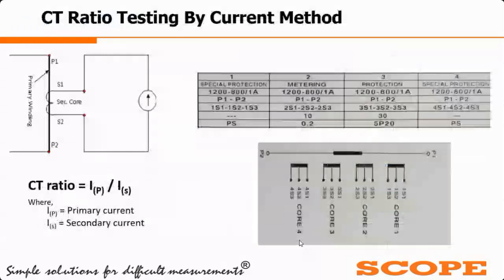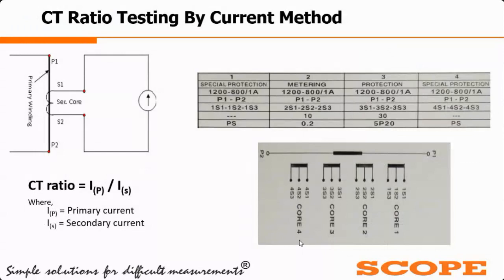So here, just as an example, I have considered one CT nameplate. Here 4 cores are there: the first one is a special protection, the second one is a metering, the third one is a protection, and the fourth one is a special protection.